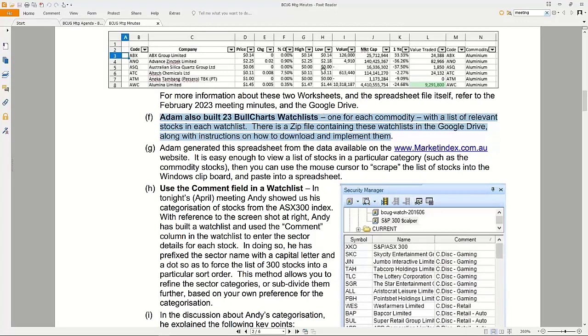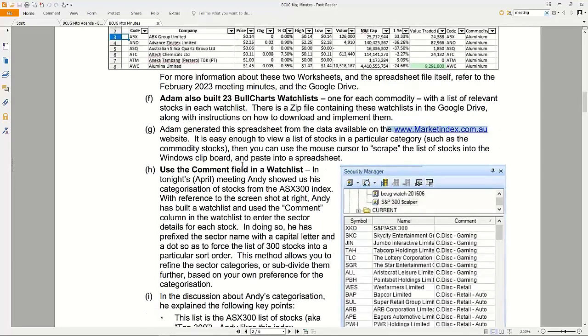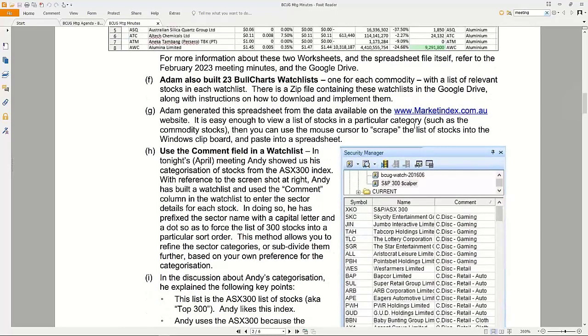The information that Adam put together there, he generated from the website marketindex.com.au, which a few people keep saying is a good website with lots of information about those sorts of things. So feel free to have a look at marketindex.com.au. You might find some use for it.